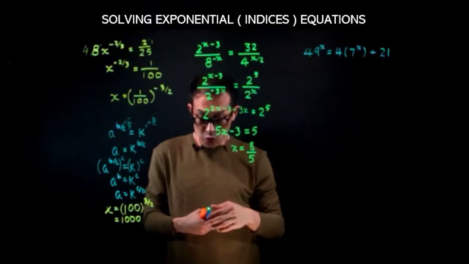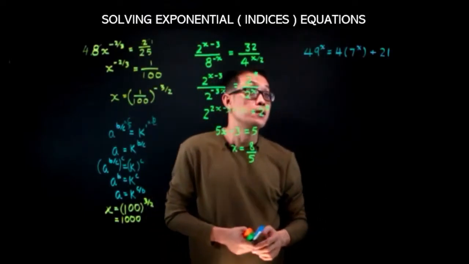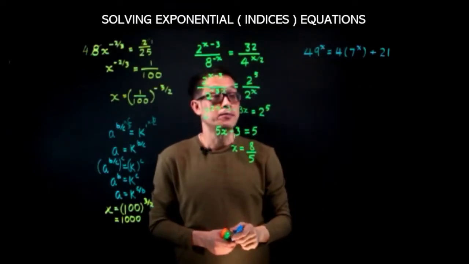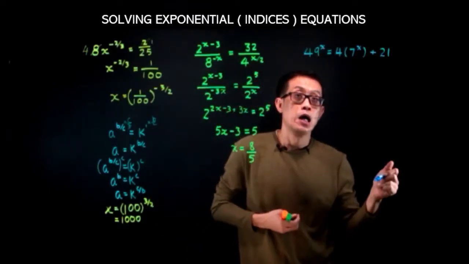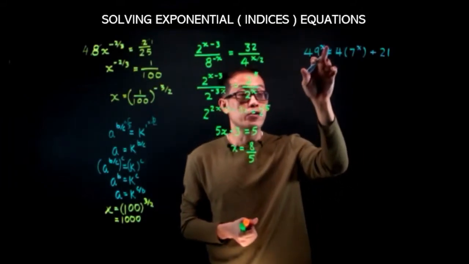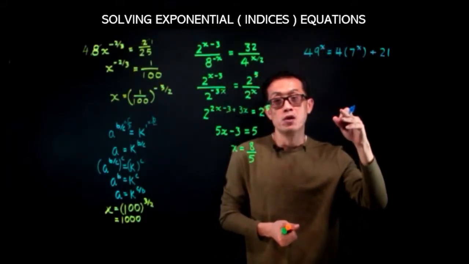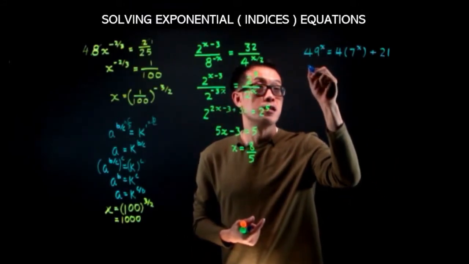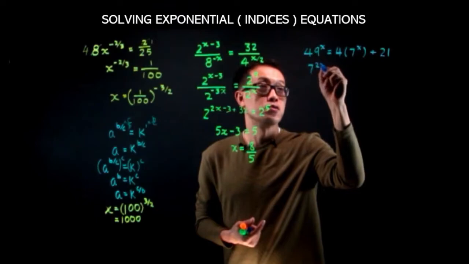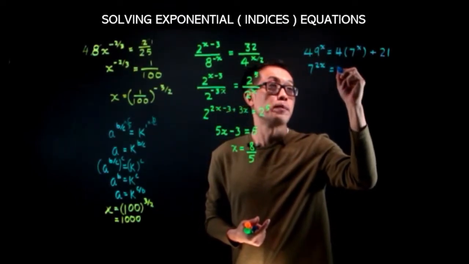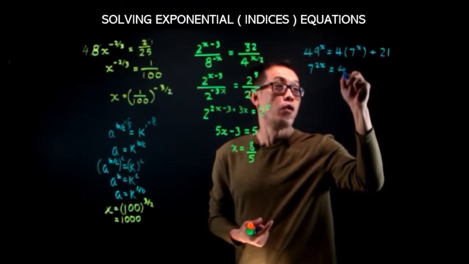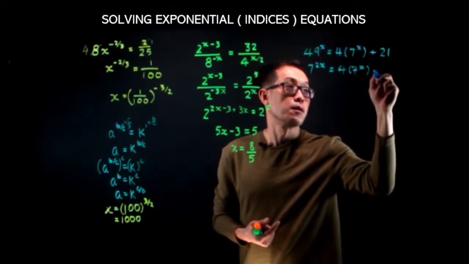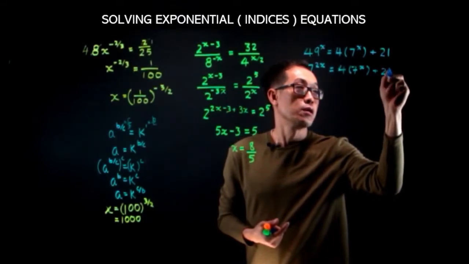Now let's move on to question 3. Now look at this. This is 7 to the power x. This is 49 to the power x. But 49 is 7 squared. So 49 to the power x can be written as 7 squared to the power x. So this is 7 to the power 2x. So this is 4 times 7 to the power x plus 21.